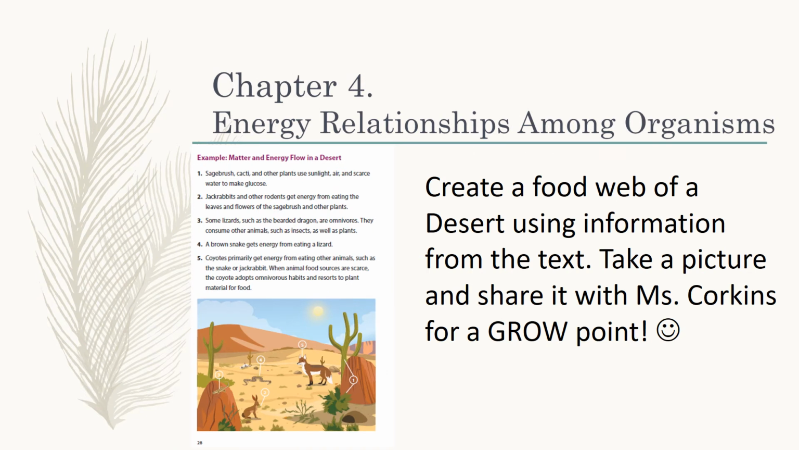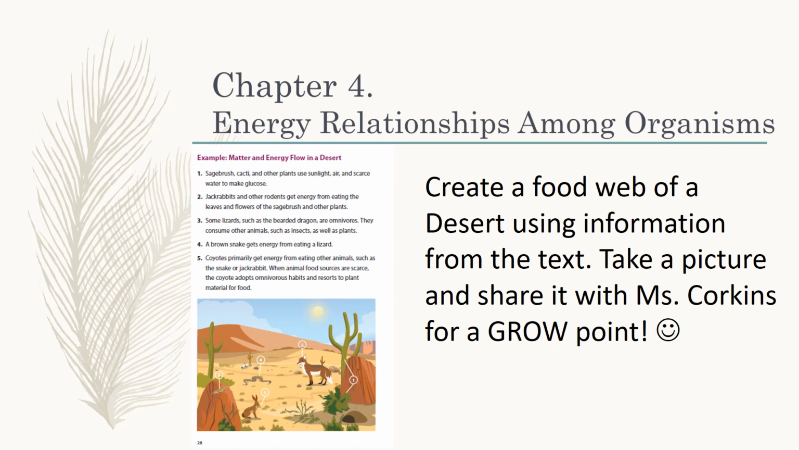The last example today is over matter and energy flow in a desert. Sagebrush, cacti, and other plants use sunlight, air, and scarce water to make glucose. Jackrabbits and other rodents get energy from eating the leaves and flowers of the sagebrush and other plants. Some lizards, such as the bearded dragon, are omnivores. They consume other animals, such as insects, as well as plants.